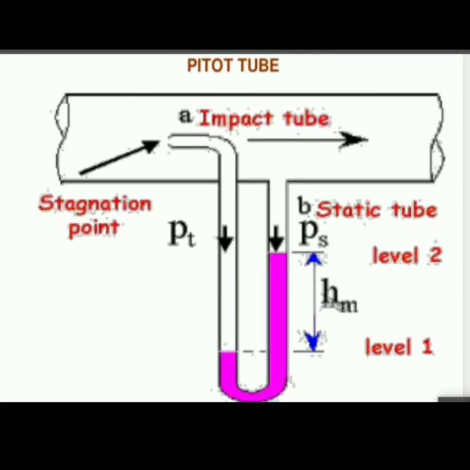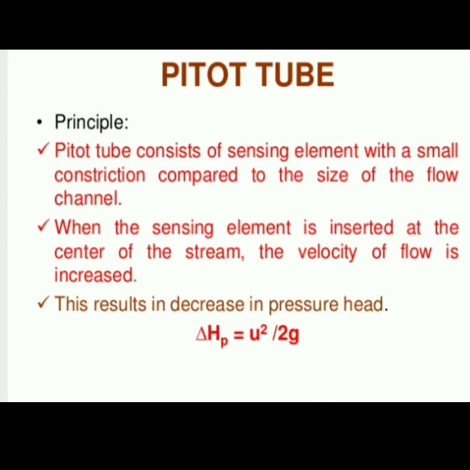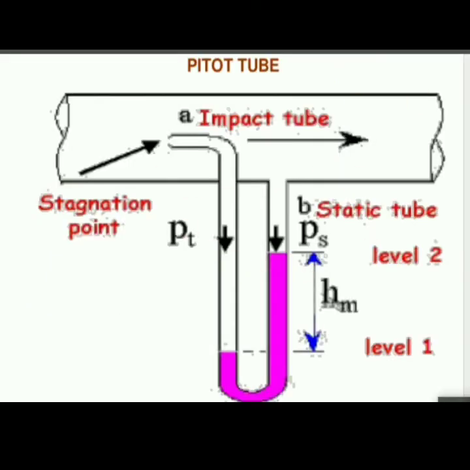This is the pitot tube. So in this, what is the principle of this pitot tube? This tube consists of a sensing element with a small constriction compared to the size of the flow channel. When the sensing element is inserted at the center of the strip, the velocity of flow is increased. This results in a decrease in pressure head. So what is the construction of this pitot tube?